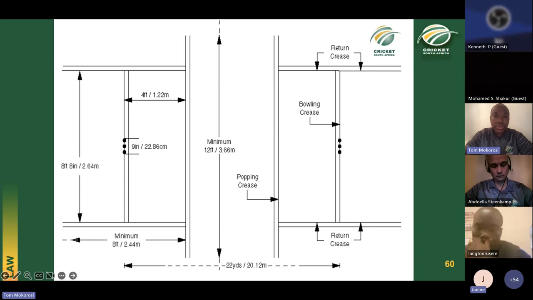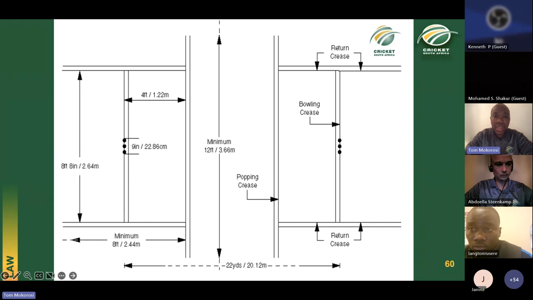So if a batter's bat is on the line, they are out if the stumps are broken while the bat is on the line. So the bat, if it's on the outside edge of the popping crease, or if it's on the middle of that line, they are not considered grounded behind the popping crease. Only once the bat is past the back edge of that popping crease is the batter considered to be in his or her ground.